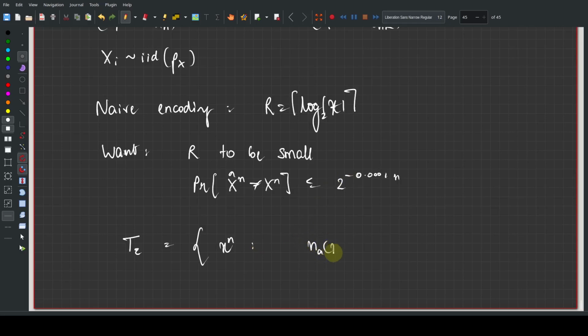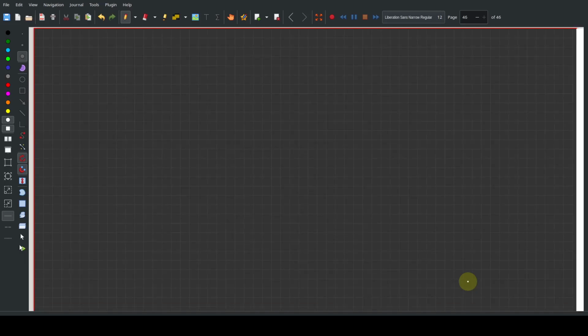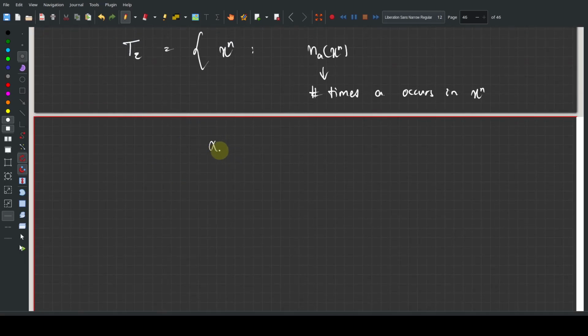So let N_A of Xn basically be the number of times the symbol A occurs in Xn. For example, if I have a sequence like alpha, beta, alpha, alpha, alpha, gamma, delta, if this is one particular sequence, then what is N_alpha of Xn? It's 4, right?